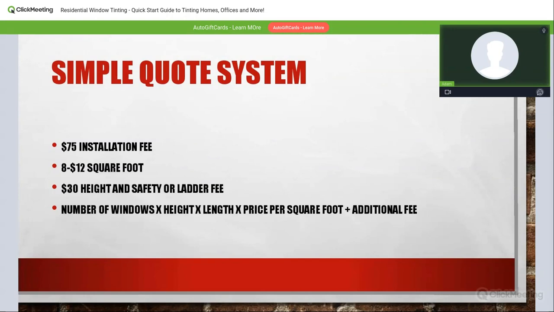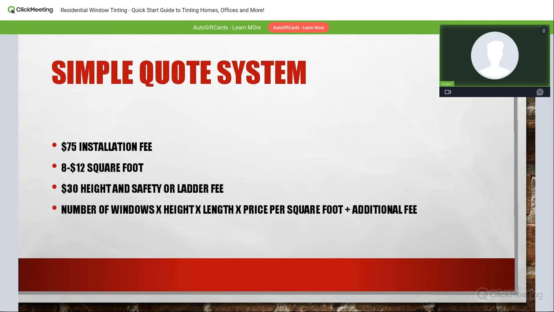Now there is a height and safety or ladder fee. This is very common practice with any kind of business out there. You're going to have an additional $30 to $45 or even up to $100 height and ladder fee. I've done skylights. I've done stuff where I needed scaffolding.